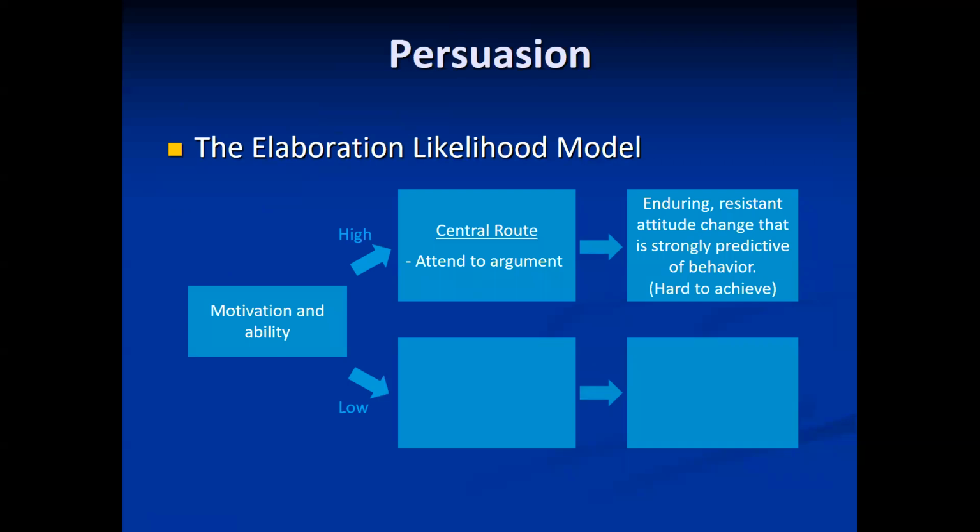If people are convinced by the arguments in messages, then this leads to enduring resistant attitude change that is strongly predictive of behavior. That is, they will be persistently in favor of wearing safety helmets, they will be unlikely to change their minds on the issue, and they will be likely to actually use helmets. It should be noted that persuasion via the central route is relatively hard to achieve.